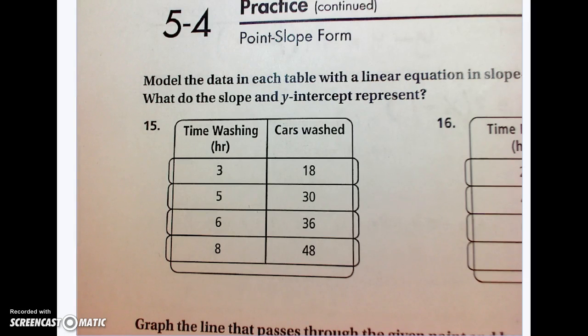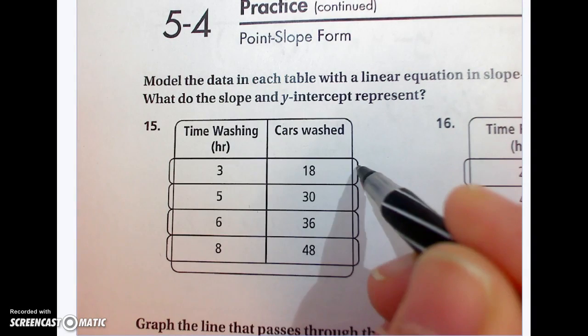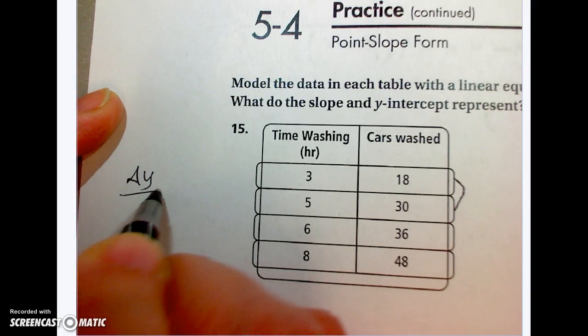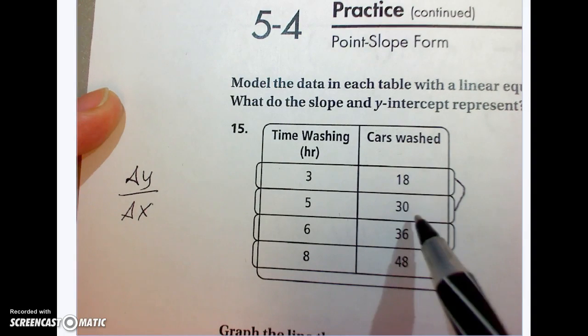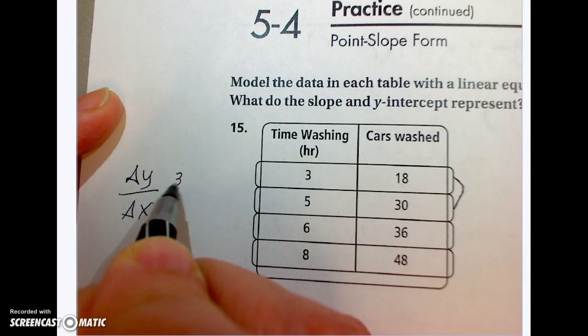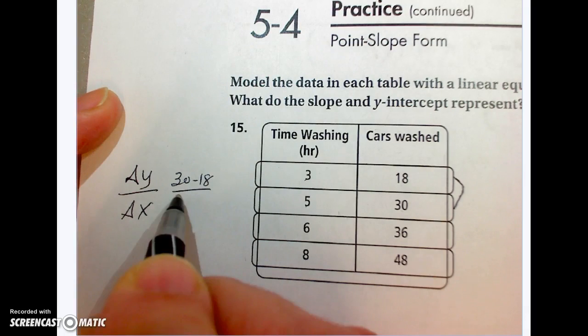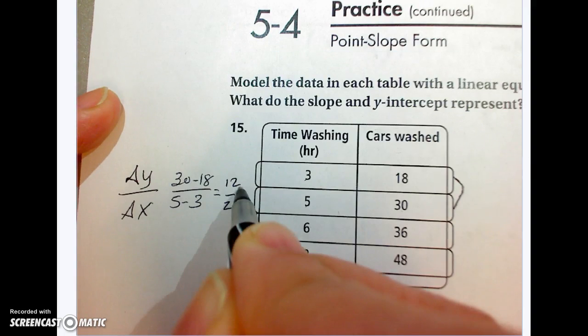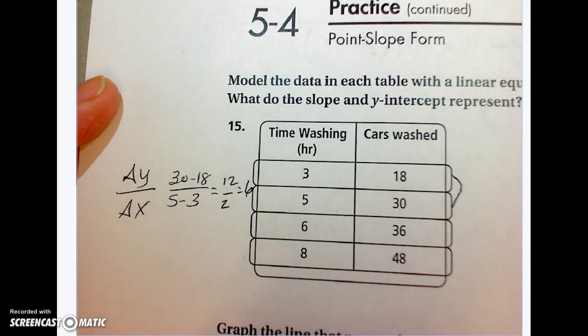Okay, on the back side, model the data in the table with a linear equation in slope-intercept form. What do the slope and the y-intercept represent? Okay, so first we need to come up with our slope. So if we look at our change in y, because our slope, we said, is the change in y over the change in x. So 30 minus 18 and 5 minus 3. So we have 12 divided by 2 equals 6. So our slope is 6.